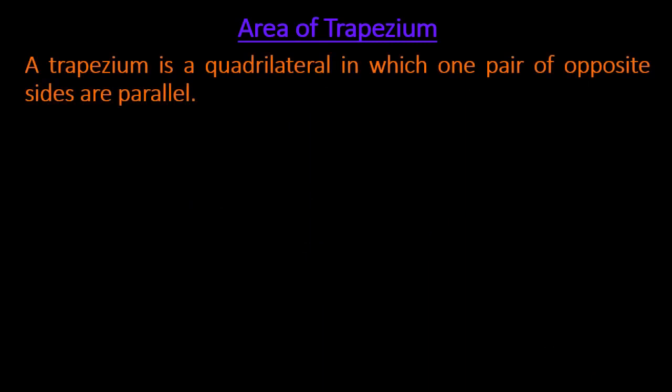Before moving to exercise 17.2, first let us know the formula related to the area of a trapezium. A trapezium is a quadrilateral in which one pair of opposite sides are parallel. So quadrilateral means any closed figure having four sides, and out of four sides, any one pair of opposite sides should be parallel.